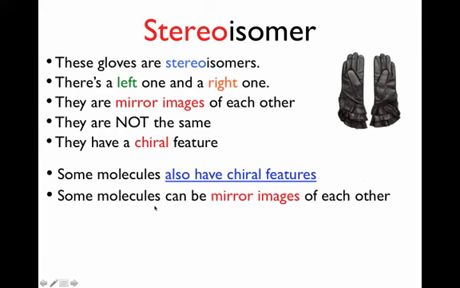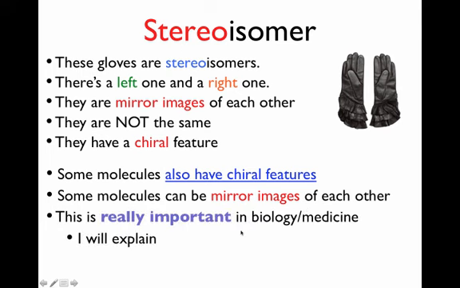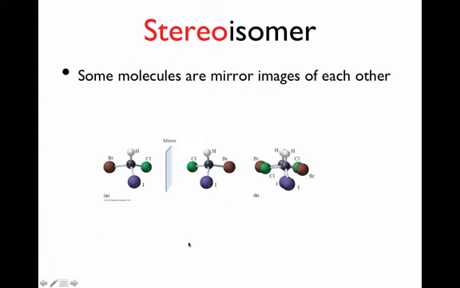And another way of thinking about this, and maybe this is probably a better way to think about it, is that some molecules can be mirror images of each other and not be identical to each other. This actually turns out to be incredibly important in biology and medicine, and I'll give you a couple of examples near the end of this particular chapter. So, stereoisomer. Some molecules are mirror images of each other.